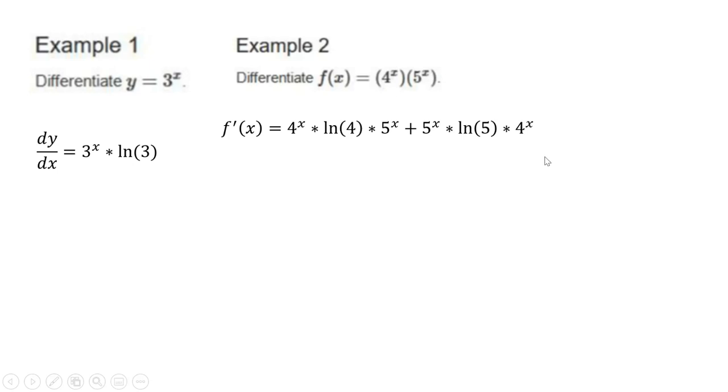Now, can this be simplified? Does anybody see any way that we can simplify this? Look at what you're looking at right now. So 4 to the x times the natural log of 4 times 5 to the x plus 5 to the x natural log of 5 times 4 to the x. Is there any way to simplify what we're looking at here? Come on, folks. Before I click that mouse again, do you see any way that this could be simplified in any way at all? No simplification possible? I'm sure there is.